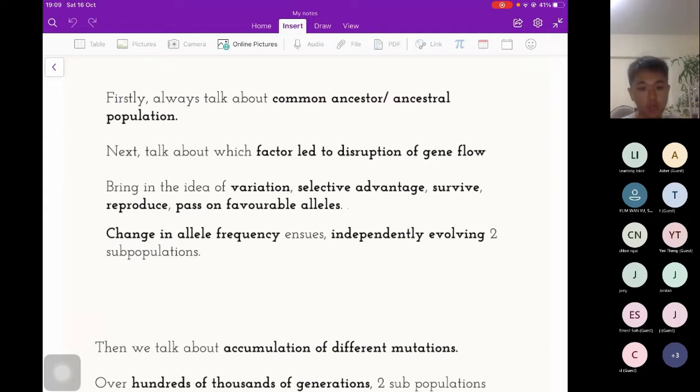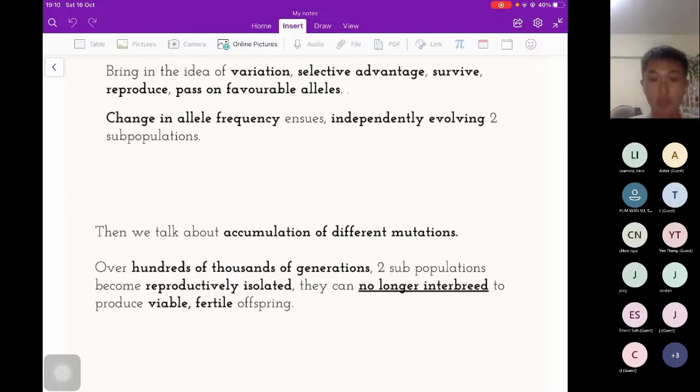And then your two subpopulations will evolve independently of each other, because if we go back to step 2, the factor led to the disruption of gene flow. Because there's now disruption of gene flow, the gene pool in one subpopulation and the gene pool in the other subpopulation cannot flow and cannot mix together. Therefore, these two subpopulations will independently evolve.